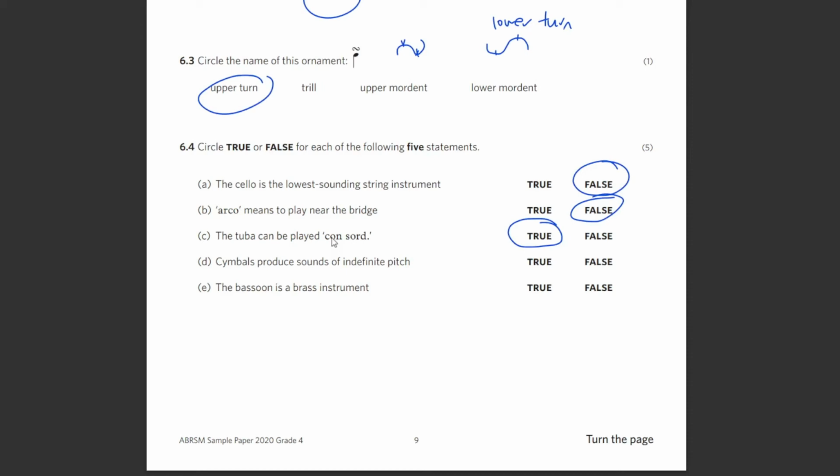Simple percussion instruments play sounds of indefinite pitch. True. So it's dang dang dang dang. You don't have C, D, E, F, G, A, B, and so on. So it is true. A bassoon is a brass instrument. False. It is a woodwind instrument.